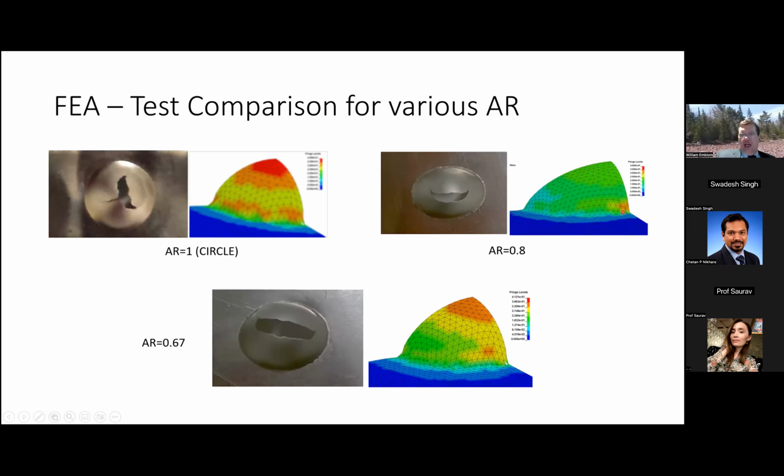You can see that the high strains are up here, and as we increase the aspect ratio, we have a shift in the tears further and further down. So at the highest aspect ratio, which was 0.5, we actually were getting our burst, and it shows up in the FEA models of failure right at the die shoulder.